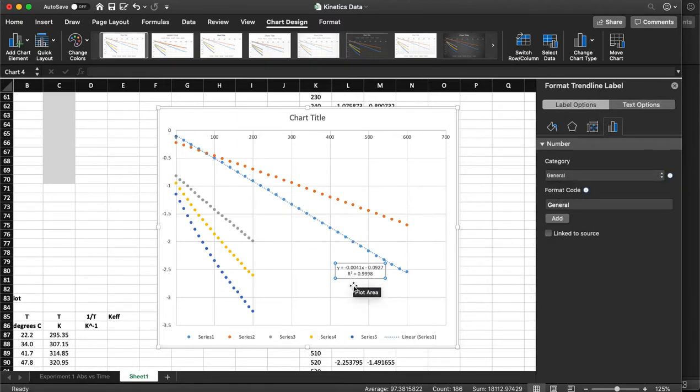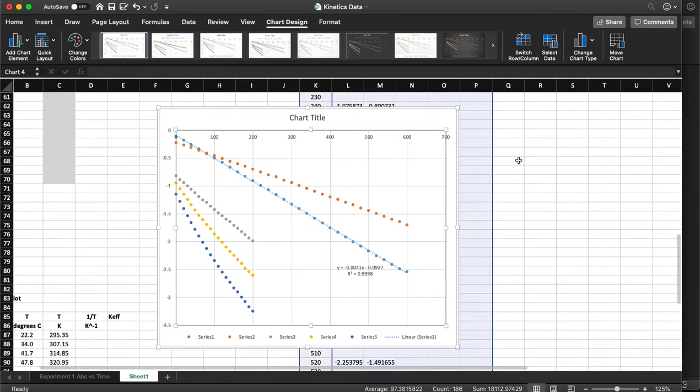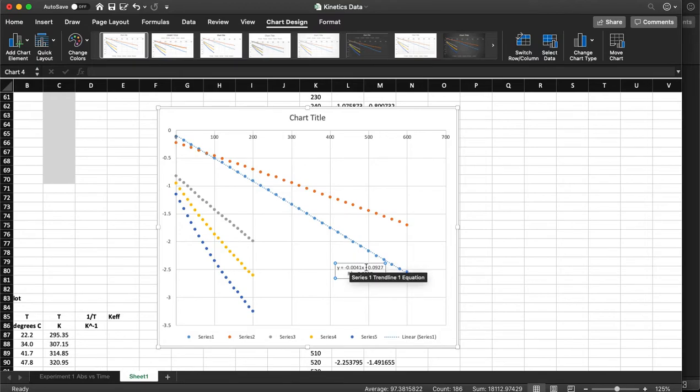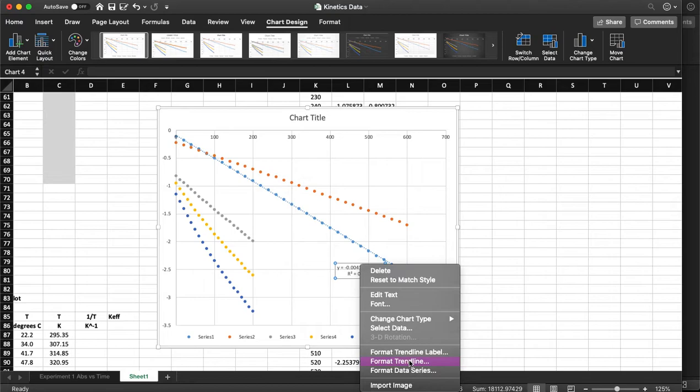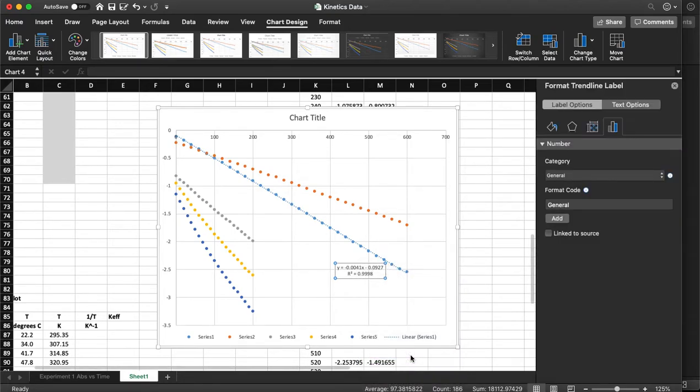So notice, let me get rid of this so I can show people how to get there again. If I'm highlighting the actual box that has my trend line information in it, I can right click, and I can go format trend line label. If that's not an option, a lot of times you can click on this box. If this box is highlighted and there's a plus sign out here, then the plus sign will give you options hopefully to format this. Those are probably the 2 easiest or most common ways you'll see, depending on your versions of Excel.